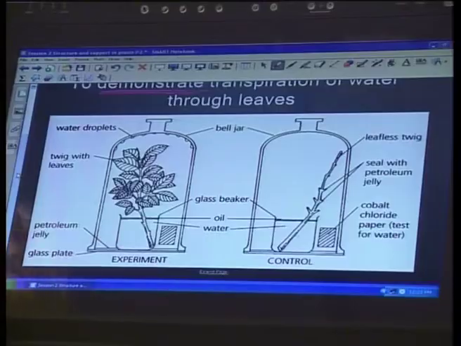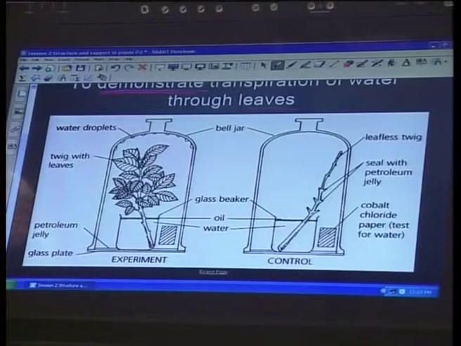Why do we have a control? Well, otherwise we could say we did this, and it was because we did this that it happened. We are trying to prove that transpiration occurs through the leaves. So we can put in a leafy twig and say, look, transpiration occurred. Well, how do we know for sure it was the leaves that transpired? It could have been the stems. We don't know.